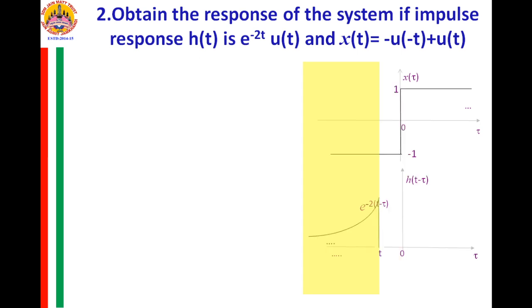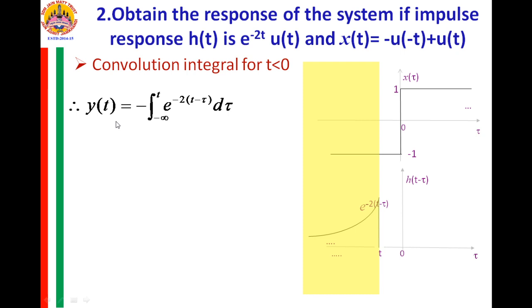So let us evaluate this convolution. This is for t less than or equal to 0. I am considering t less than 0 in this convolution integral. So y of t is equal to, the amplitude of x of tau is minus 1, so this minus sign here, integration from minus infinity to t, the amplitude of h of t minus tau is e raised to minus 2 times t minus tau, d tau. Now you observe that we are integrating with respect to tau, so e raised to minus 2t we take outside, and you will remain here with e raised to plus 2 tau.